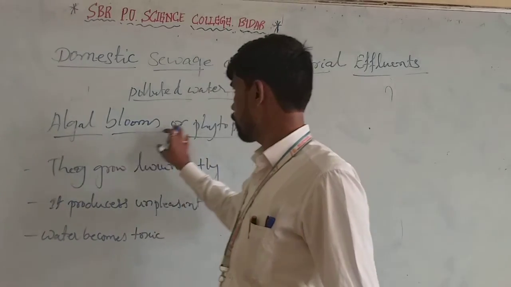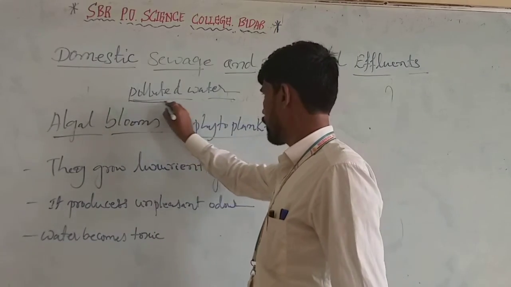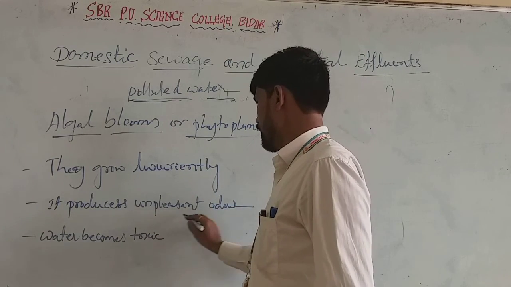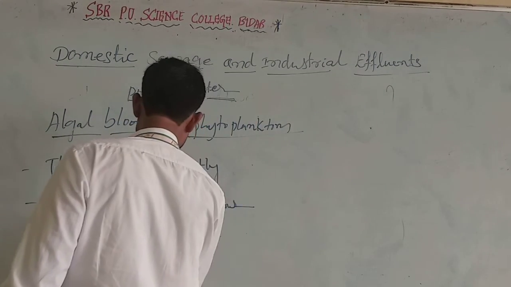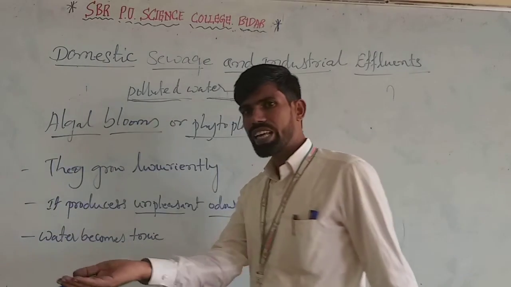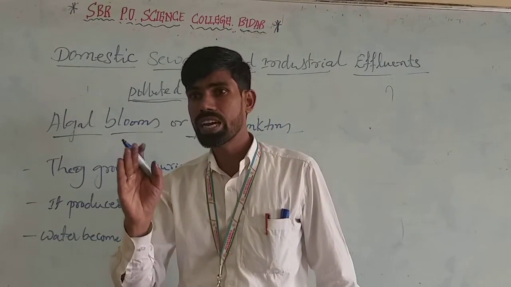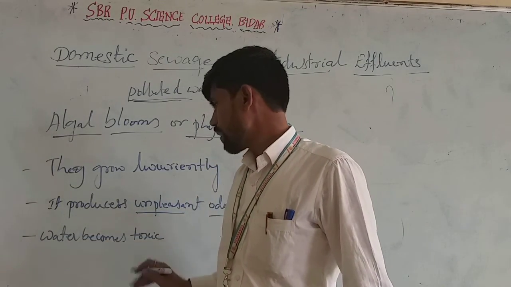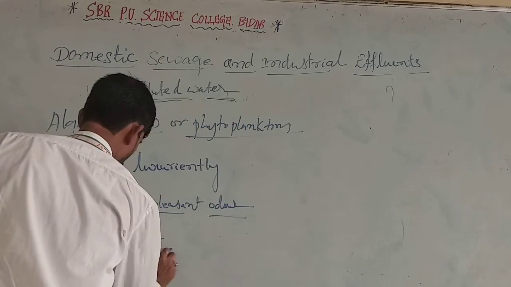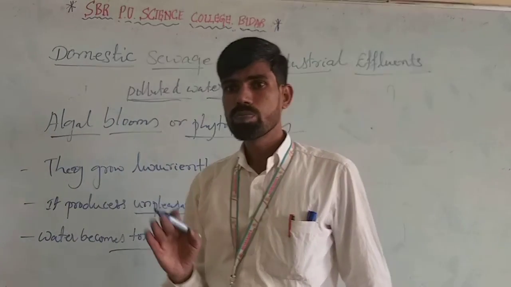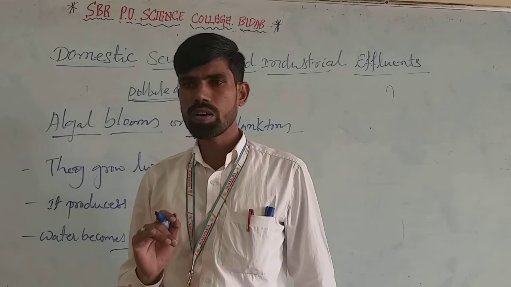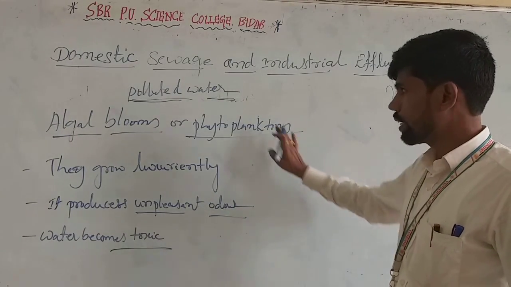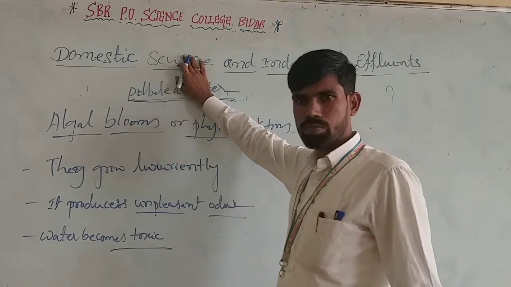And also these algal blooms, if they are growing in sewage water, produce an unpleasant smell, meaning you cannot inhale it or bear that smell. Also the water becomes toxic, and it is not suitable for drinking. That is what happens due to water pollution.